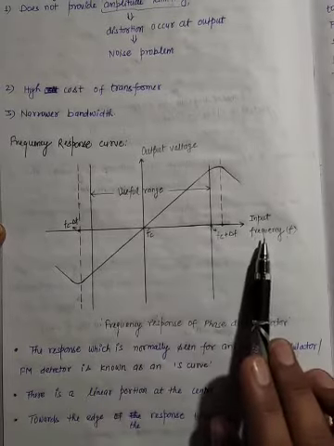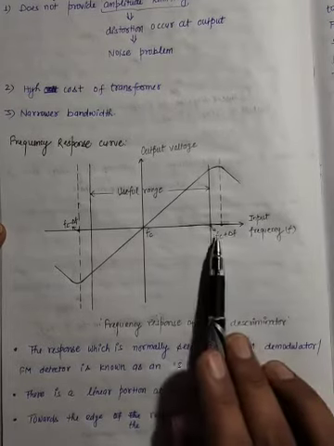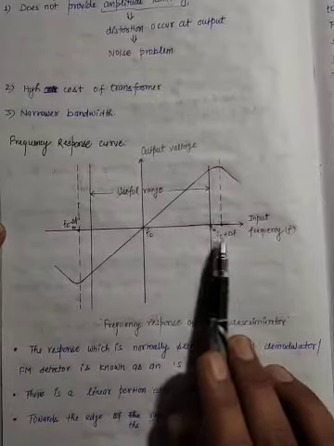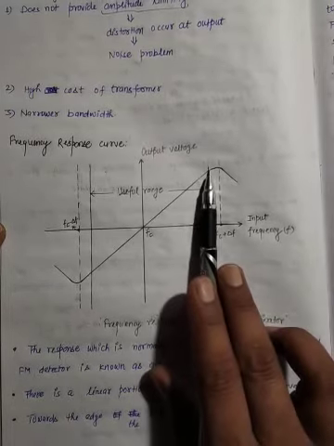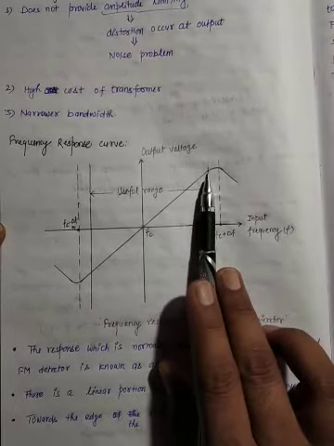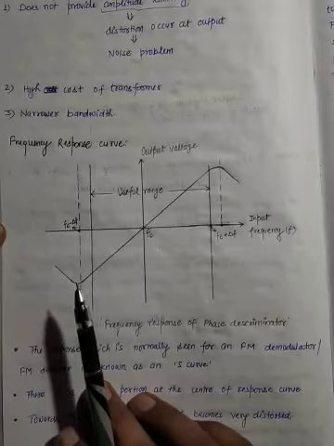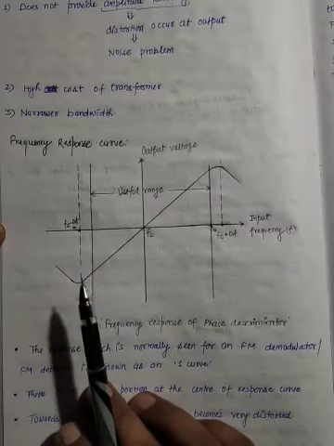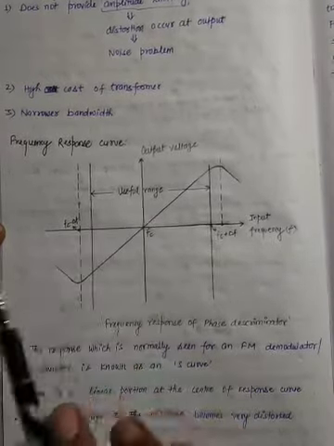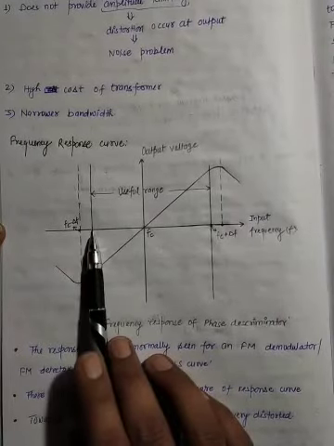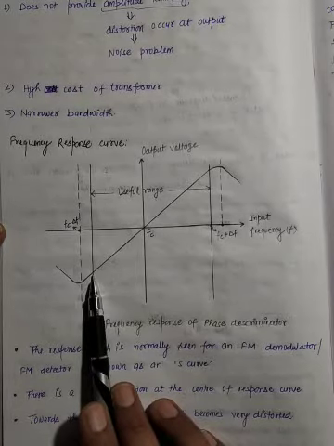And when the input frequency f is equal to Fc plus delta f, that is greater than Fc, the output voltage of the discriminator is maximum, and it is shown in the output as the positive voltage. And when the input frequency is equal to Fc minus delta f, that is less than Fc, the output voltage of the discriminator is minimum, or you can say negative voltage.